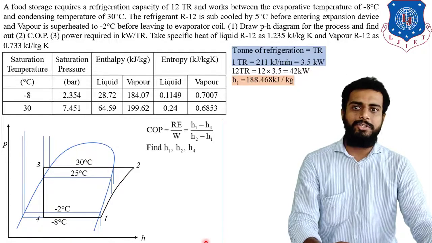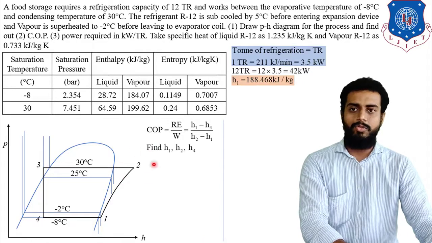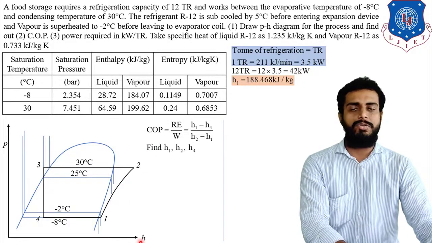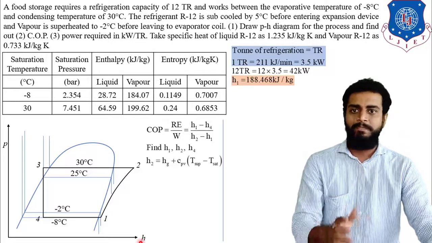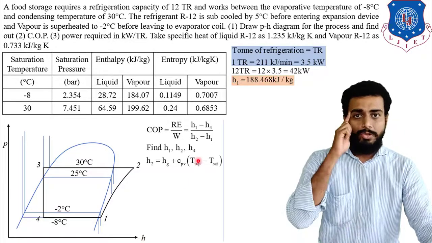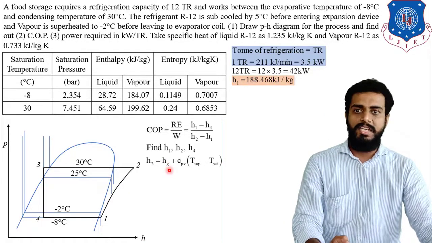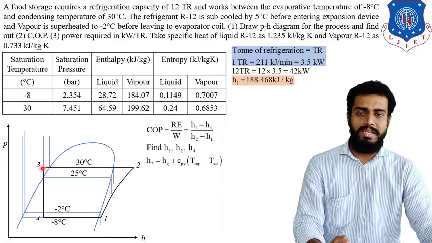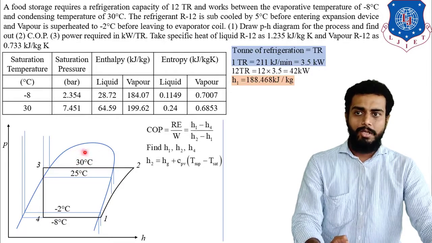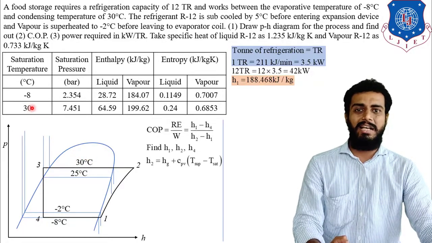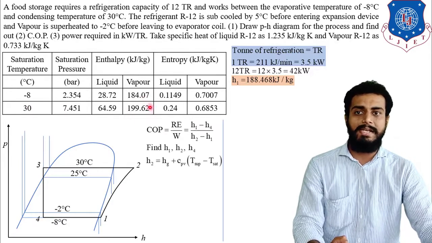For finding out H2, point 2 is also in the superheated vapor region, right? You know the equation of superheated vapor: H2 is equal to Hg plus Cpv times (T superheated minus T saturated). Now think about how the value of Hg can be found from the table. Corresponding to the 2 to 3 process, the saturation temperature is 30 degrees Celsius. For 30 degrees Celsius, the enthalpy of vapor value is 199.62.